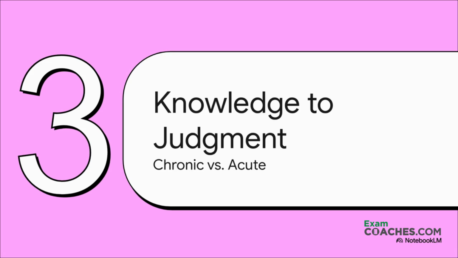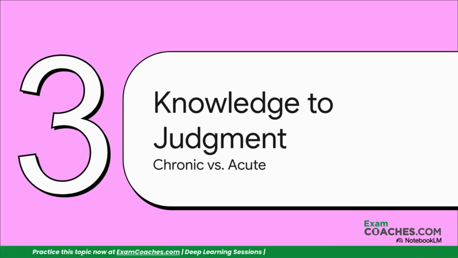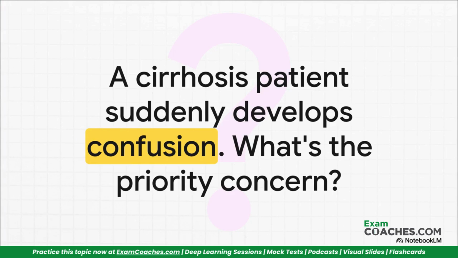Okay. Now we're going to take it up a notch. We're going to connect the patient's long-term history to a brand new, urgent problem. This is where we get into that next level of clinical judgment. So think about this one for a second. You have a patient with a known chronic history of cirrhosis, but today they are suddenly confused, they're disoriented. What's the life-threatening complication that should be screaming in your mind right now?